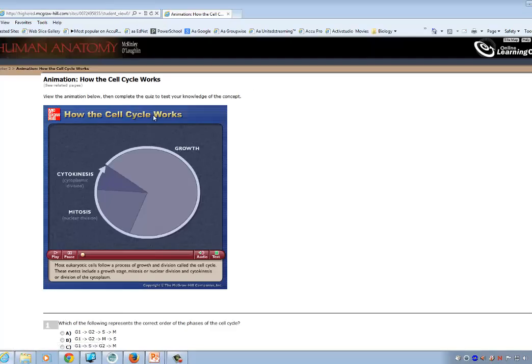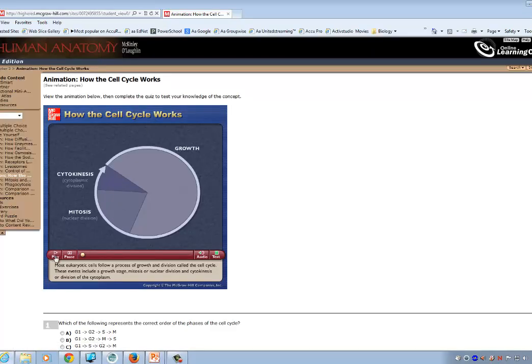So it opens up the Internet Explorer, which is not the best bet. Okay, this is coming from, you can see McGraw-Hill.com. It's actually their student view, how the cell cycle works. It's supposed to push play. It's got some text here.